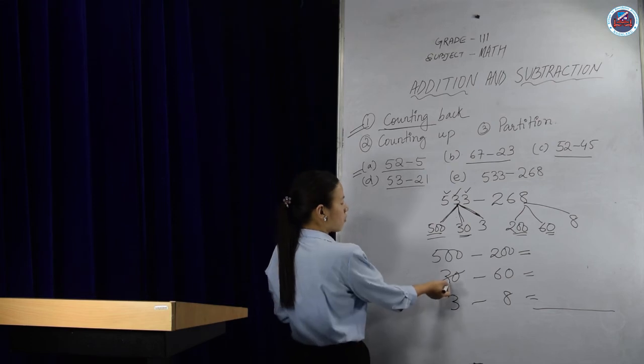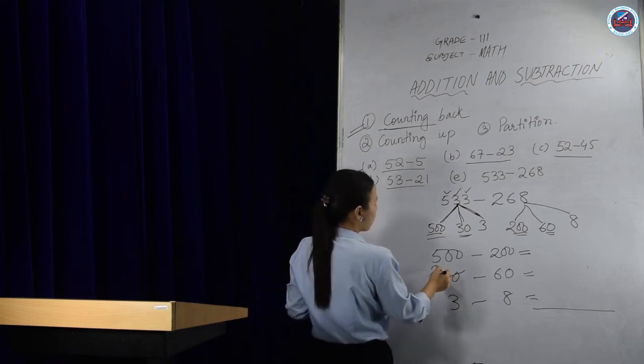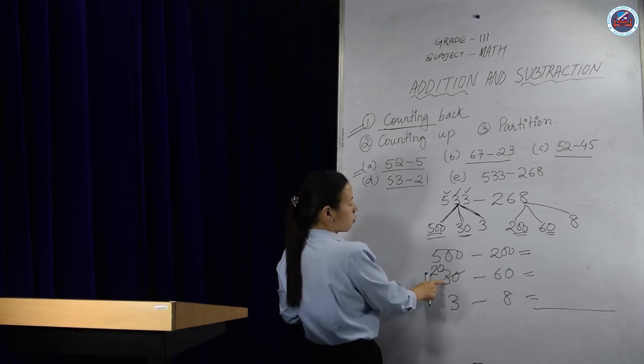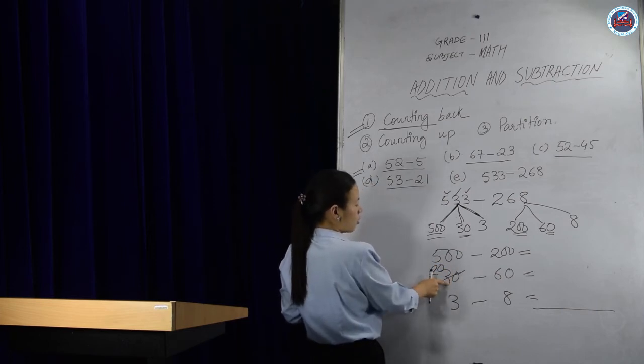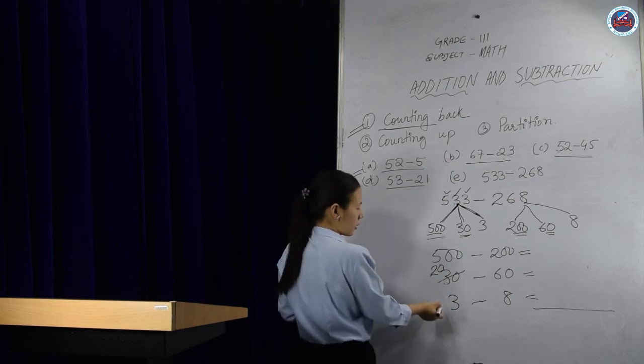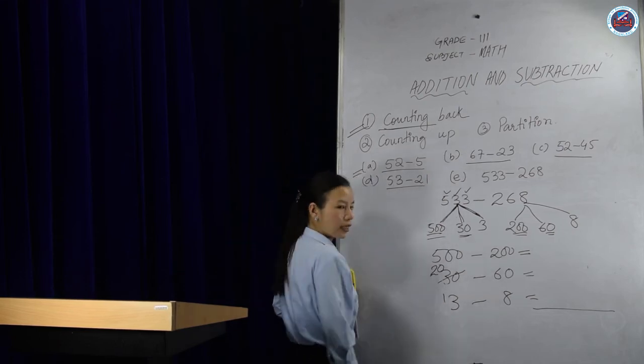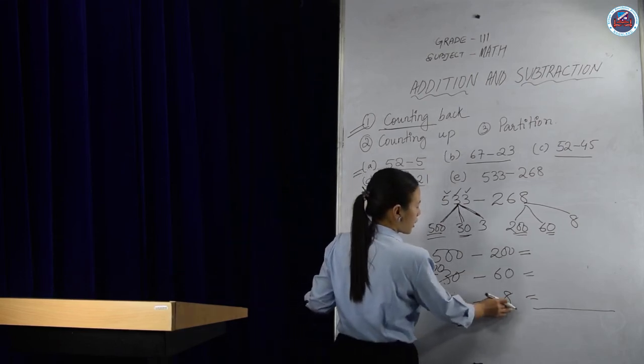So what we're going to do is borrow one from the tens place. Your tens place number is 3, that is 3 tens, that is 30. So we're going to borrow 1 ten from here. If we borrow 1 ten from this 30, 30 becomes 20, and this 1 ten will go to the ones place. That becomes 13 now. So now 13 is big enough, so subtract 13 minus 8.